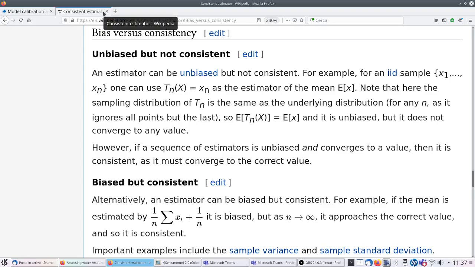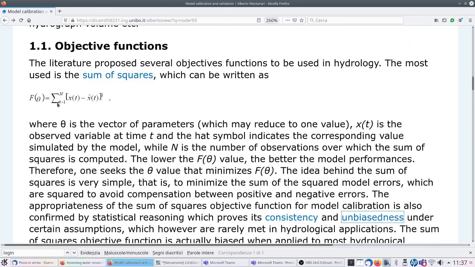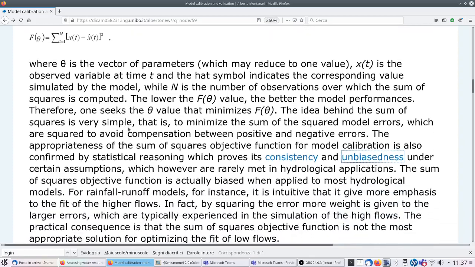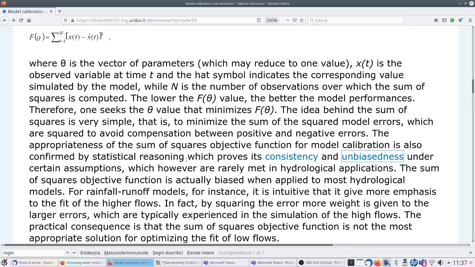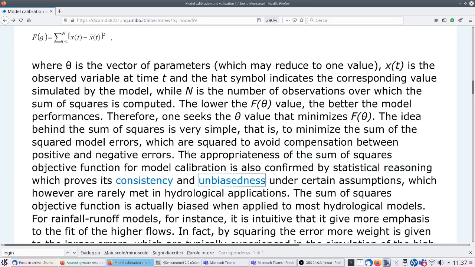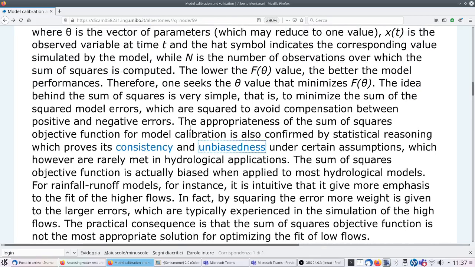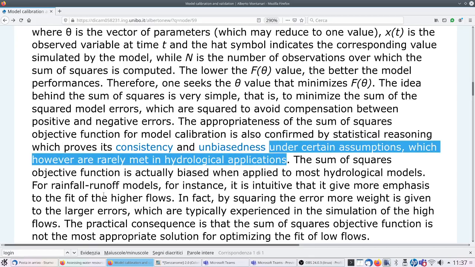When we say, for instance, that an approach is biased or a person is biased, I think it is important to understand what this means. So we can prove that the least square objective function is unbiased and consistent. And this is the concept that I wanted to highlight to you. And this justifies why it is so largely used. But actually, unbiasedness and consistency are conditioned by assumptions. It is written here, under certain assumptions, which, however, are rarely met in hydrological applications. So this is important to emphasize.